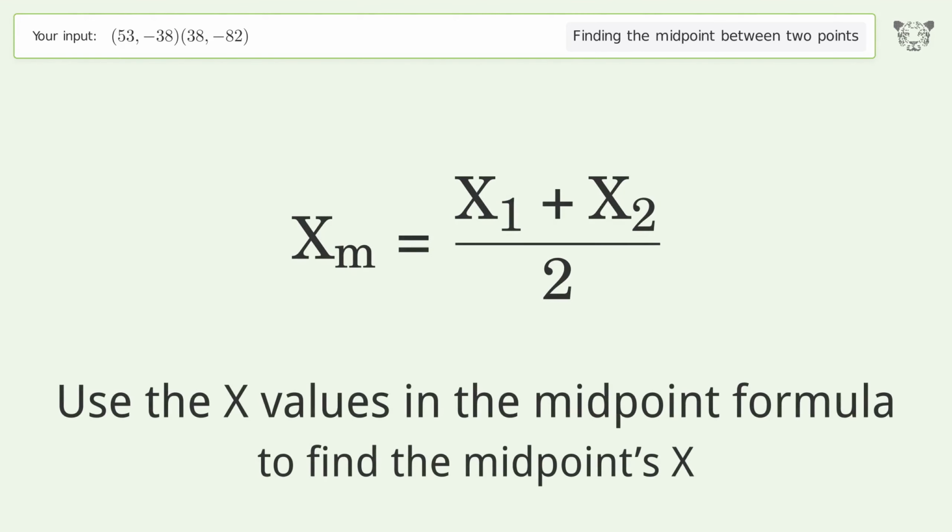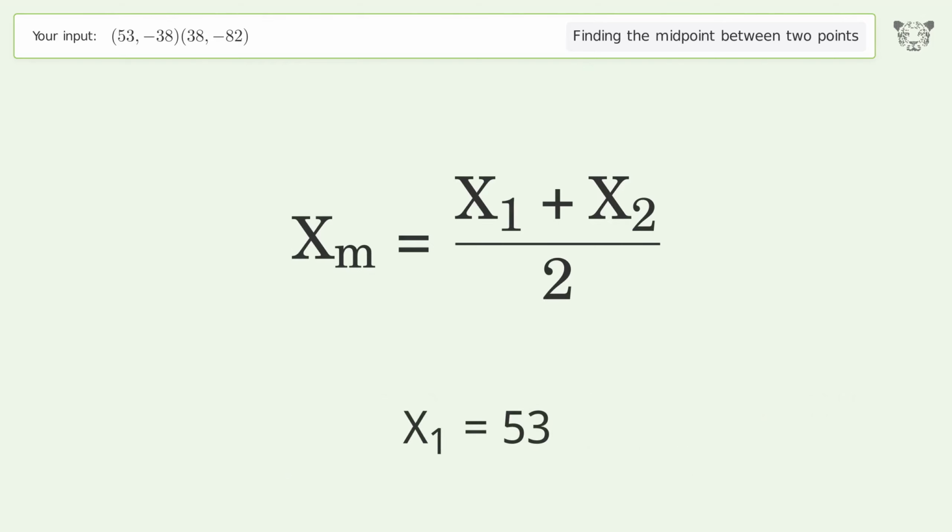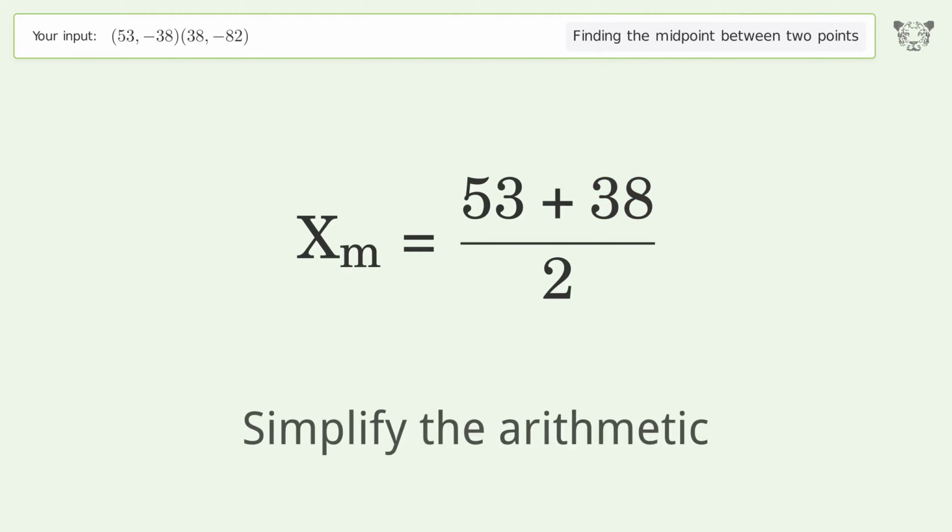Use the x values in the midpoint formula to find the midpoint's x. x1 equals 53. x2 equals 38. Simplify the arithmetic.